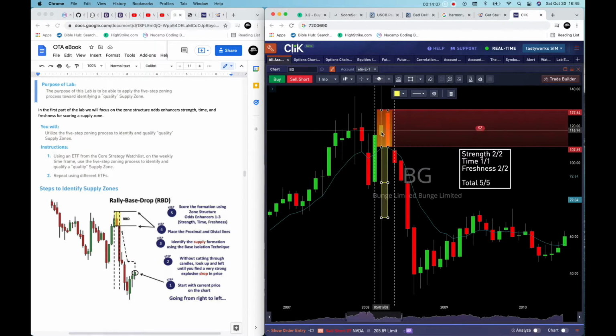Okay, so for time, we simply count the number of basing candles between our 2 lines, in which case we have 2. So anytime you have 1 to 3 basing candles, that's going to earn you full marks for time. So 1 out of 1. And then for freshness, we can clearly see that price left the zone and hasn't returned, so freshness gets a full 2 out of 2 possible points.